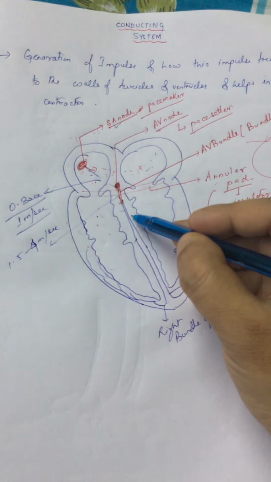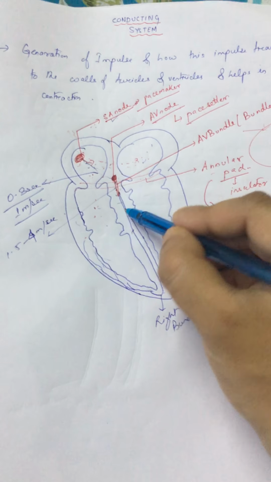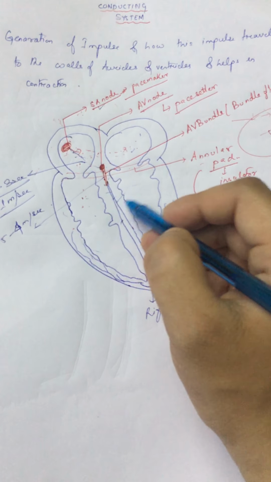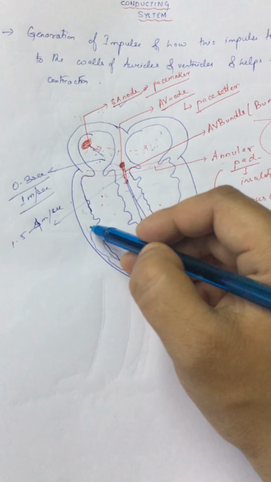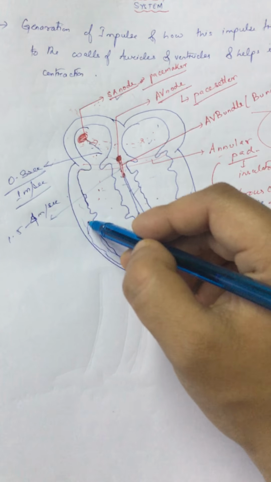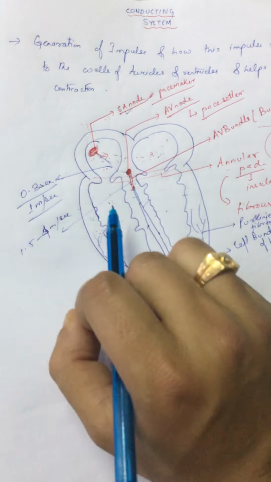That impulse is transmitted to the AV bundle first, and from the AV bundle it is passed to the left bundle of His and the right bundle of His. These left and right bundles of His distribute into fine fibers called the Purkinje fibers, which transmit the impulse to the whole ventricle, and finally the ventricles contract.